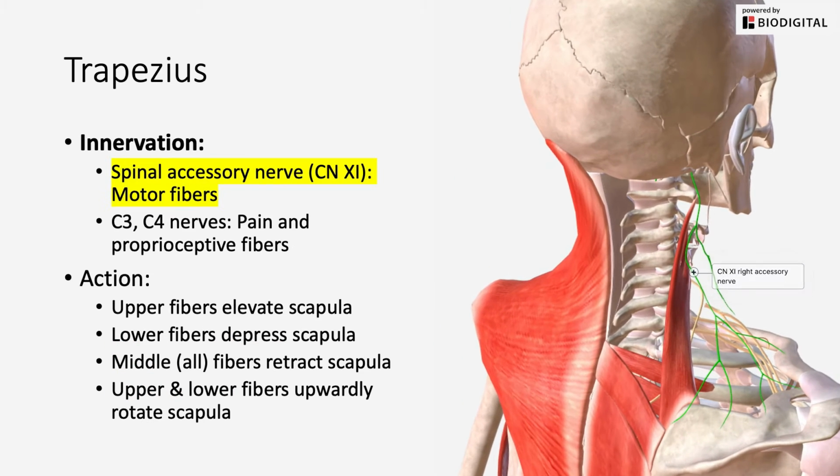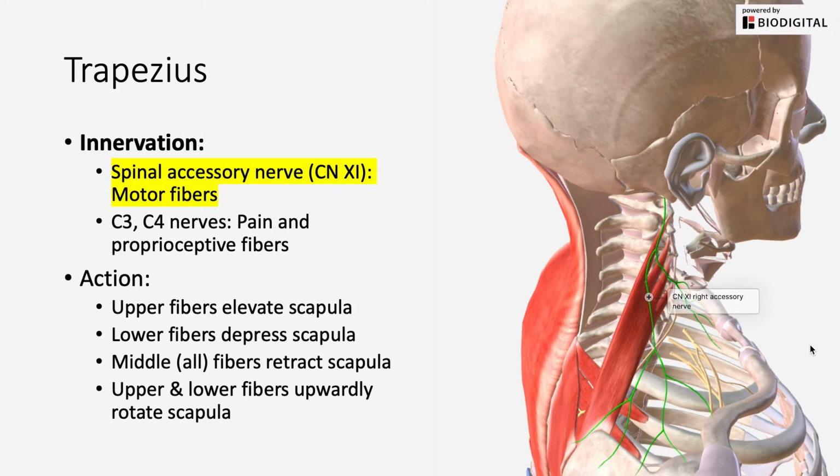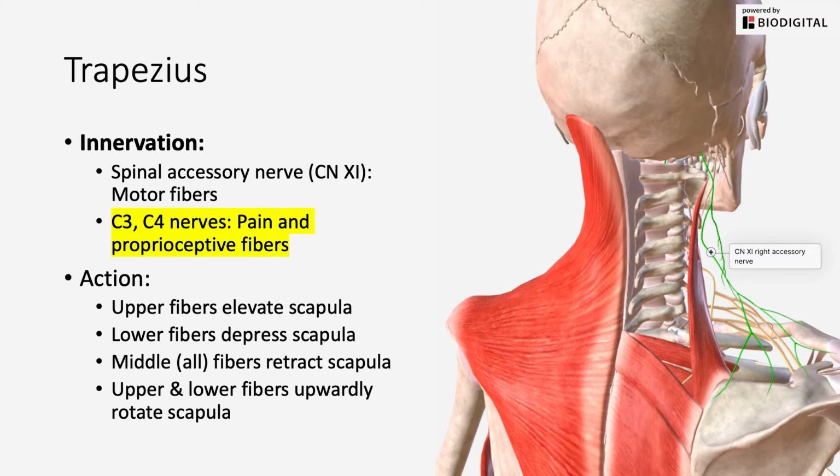So let's go over the innervation. This is innervated by your spinal accessory nerve, cranial nerve 11, which supplies the majority of the motor fibers. And then cervical nerve roots 3 and 4 contribute more to pain and proprioceptive fibers.